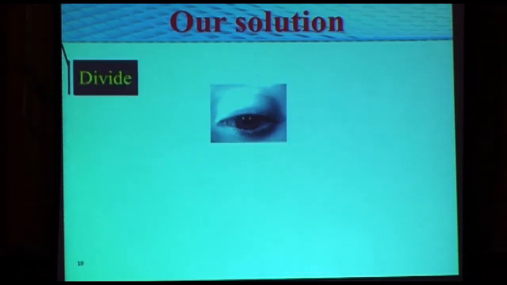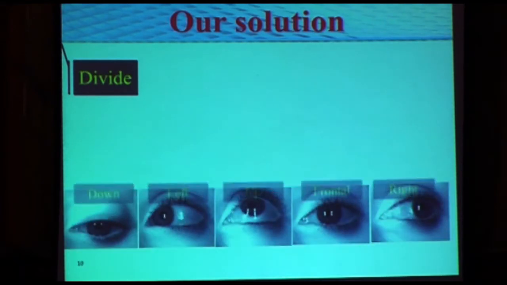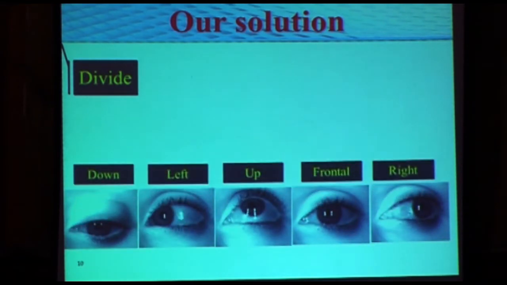For matching, we extract specific features of the probe sample and gallery template with the same gaze orientations. Okay, let's come to the first step, divide. Its goal is to classify the iris images into 5 categories: down, left, up, frontal, and right.